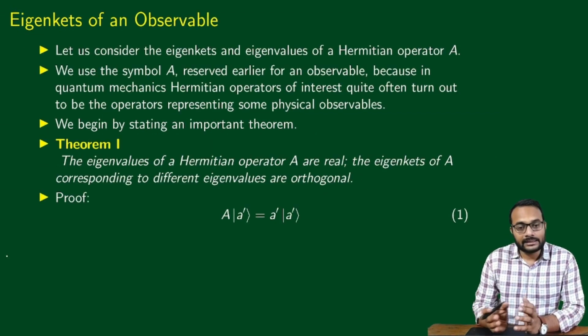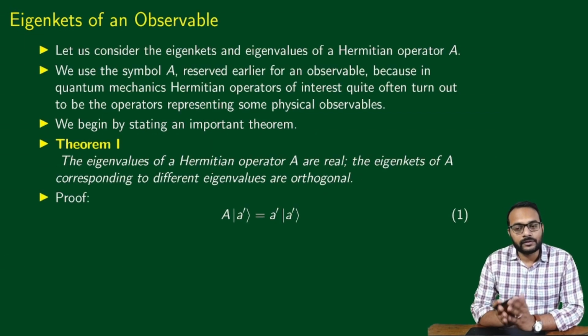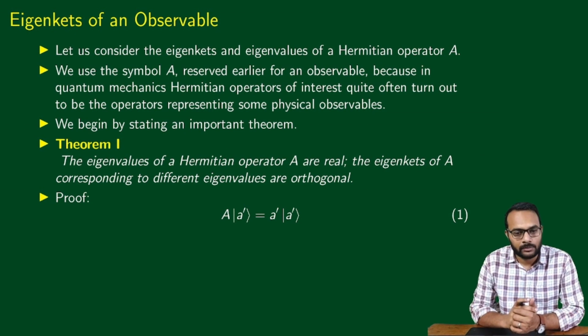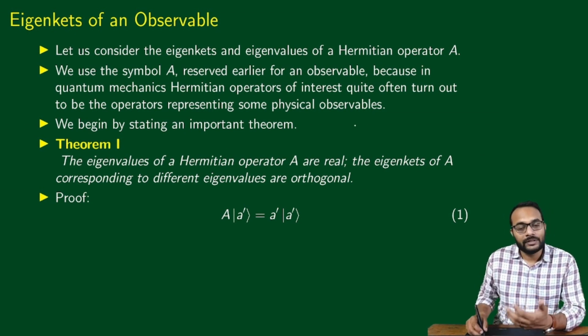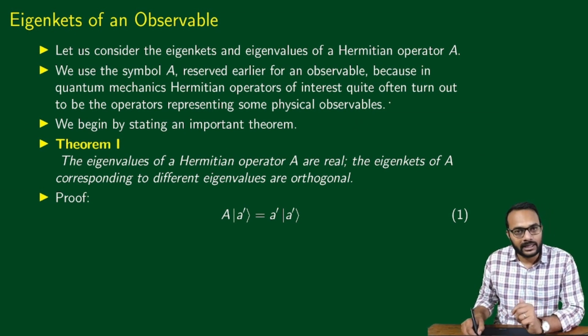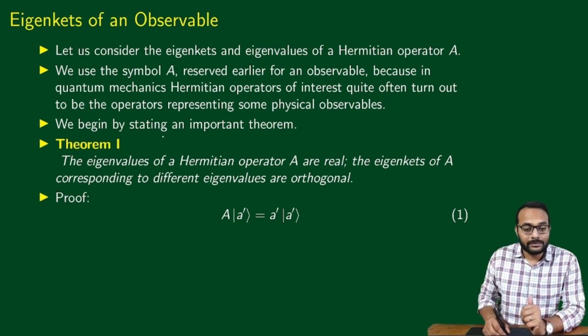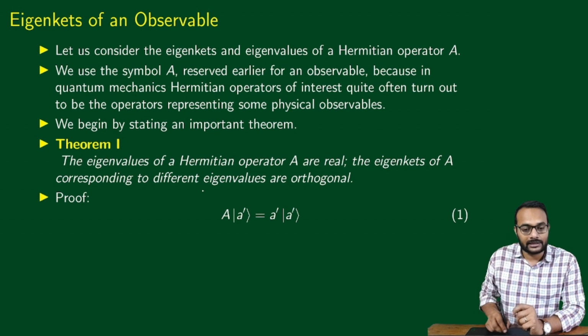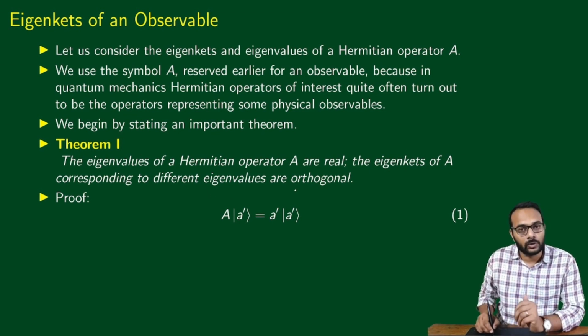Let us start by considering the eigenkets and eigenvalues of a Hermitian operator A. Right? We are starting with Hermitian operators because they are important to quantum mechanics. We will see that physical observables are actually represented by Hermitian operators. So we begin by stating an important theorem. This theorem is fundamental to quantum mechanics. The theorem says that the eigenvalues of a Hermitian operator A are real. The eigenkets of A corresponding to different eigenvalues are orthogonal.